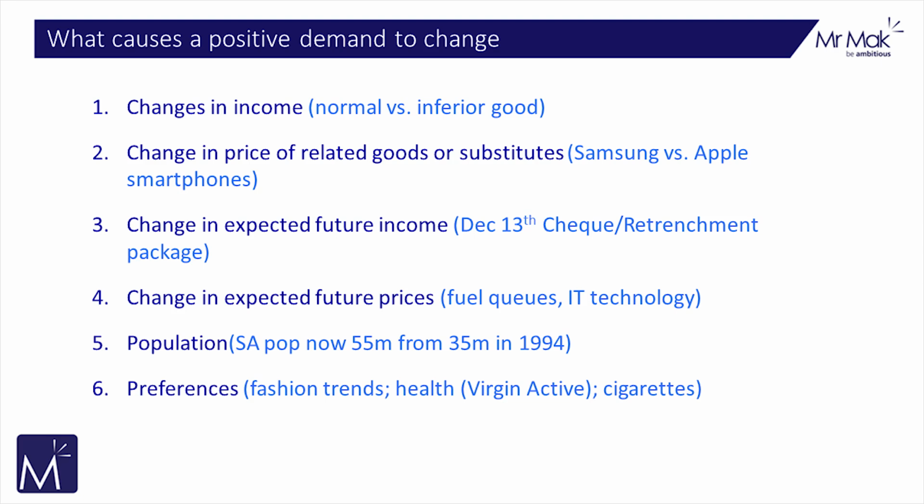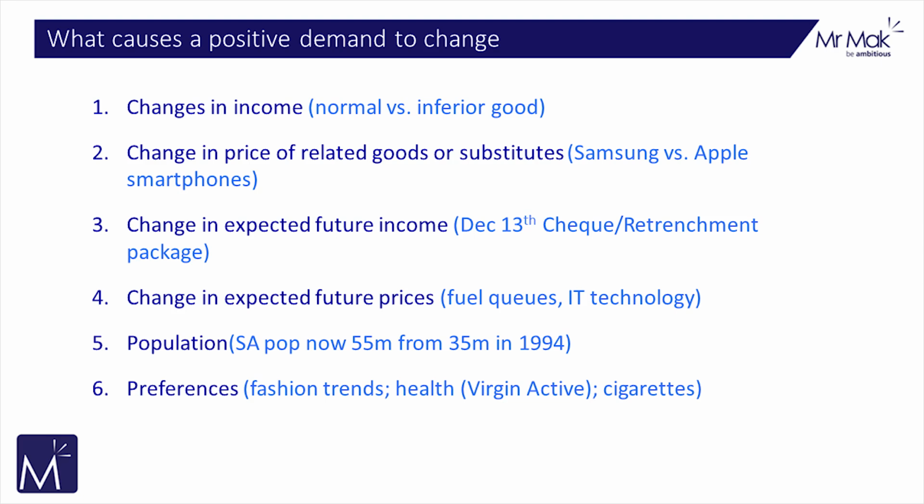So fuel queues are an example. Before the end of the month, just before fuel prices go up, frequently you see long queues outside fuel stations. It's a temporary shift of the demand curve in anticipation of prices going up in the new month.